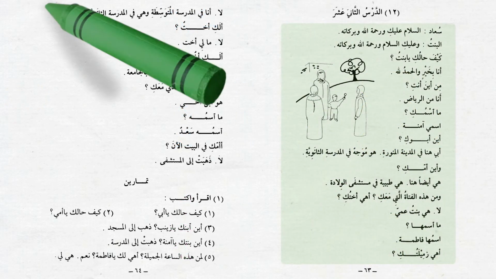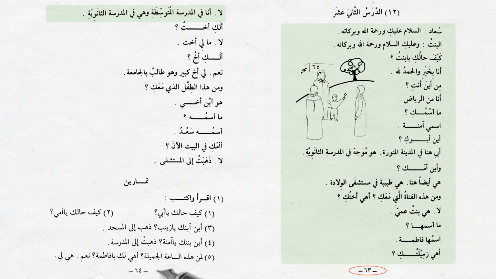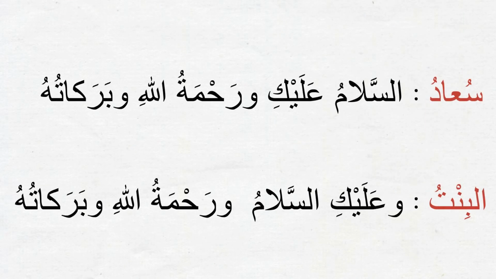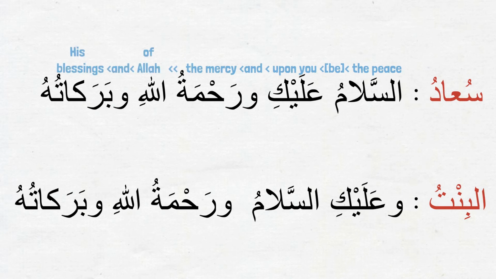Now we are ready to read the main text given on pages 63 and 64. It is a dialogue between a lady called SUAAD and a girl. The girl's name is AMEENA, as we will find out shortly from her response. SUAAD starts her conversation with the girl by greeting her and saying, Assalamu alayki wa rahmatullahi wa barakatuhu. The peace be upon you and the mercy of Allah and His blessings.